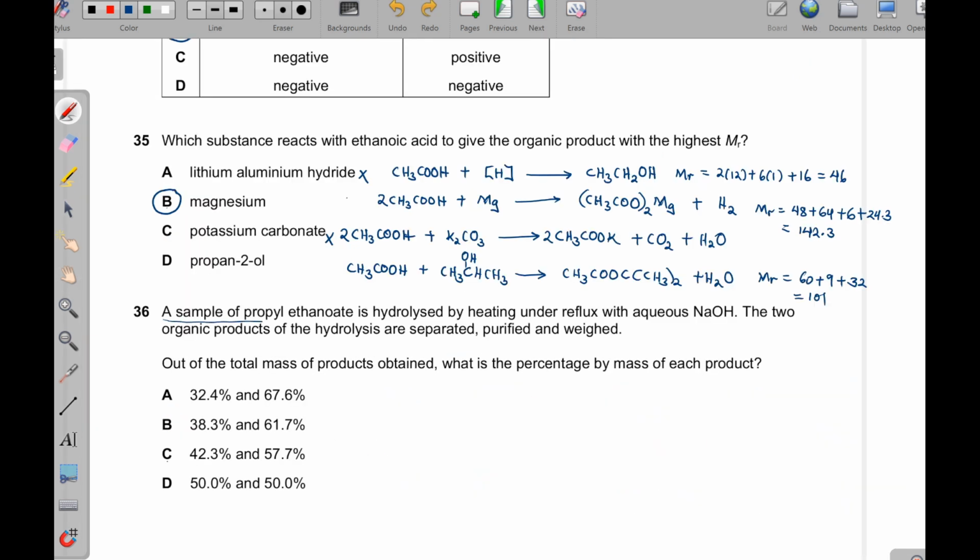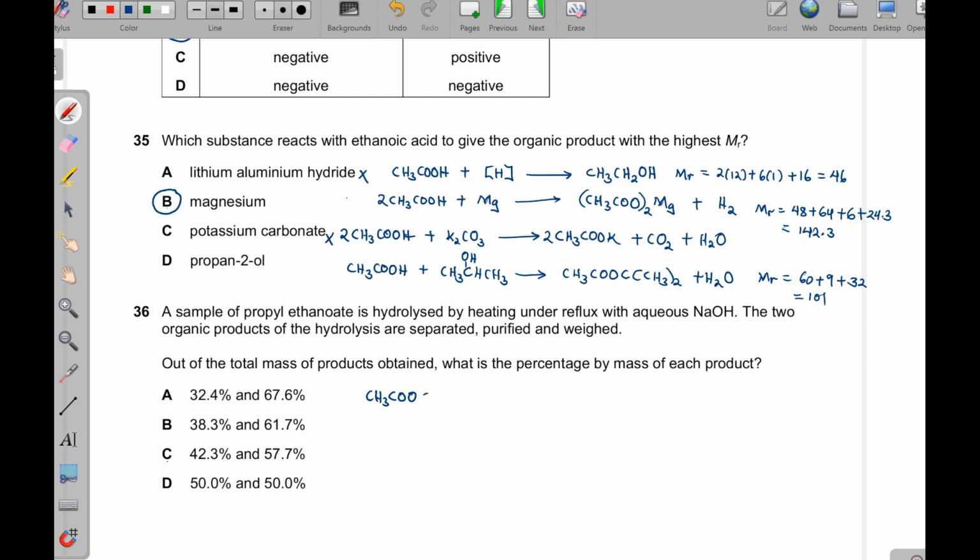Question 36. A sample of propyl ethanoate is hydrolyzed by heating under reflux with aqueous sodium hydroxide. The two organic products of the hydrolysis are separated, purified, and weighed. Out of the total mass of the products obtained, what is the percentage by mass of each product? Now, you are having propyl ethanoate, so that means the carboxylic acid it is coming from is ethanoic acid, and then the alcohol is propanol. It can be propan-1-ol, it can be propan-2-ol.